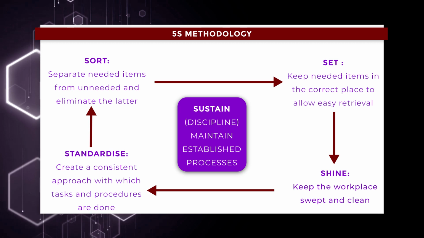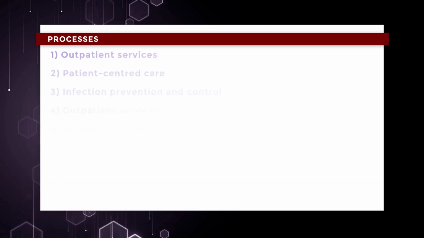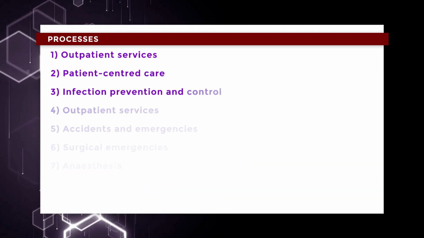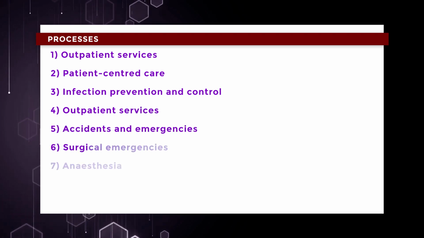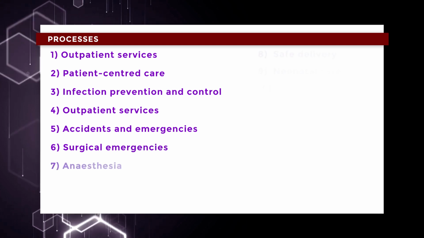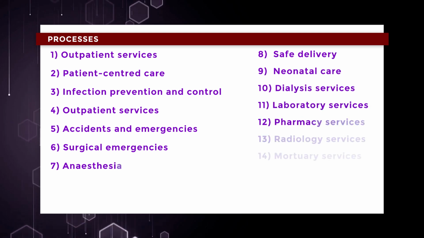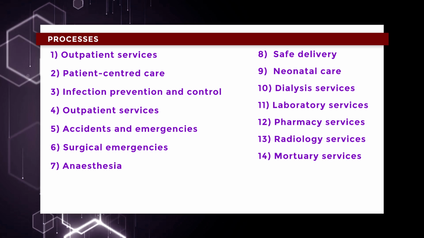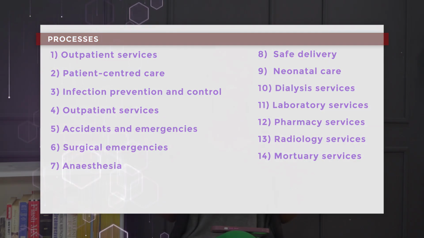The areas where you have to factor that processes are in place are as follows. You must have outpatient services getting a process, then patient-centered care, infection prevention and control, accident and emergency, surgical emergencies, anesthesia, safe delivery, neonatal care, dialysis services if you have, laboratory services if you have, pharmacy, radiology, and finally, mortuary services if you have. As you can see, the initial standard didn't factor all these clinical areas. But right now, the KQMH will give you the ability to have all these processes in place.